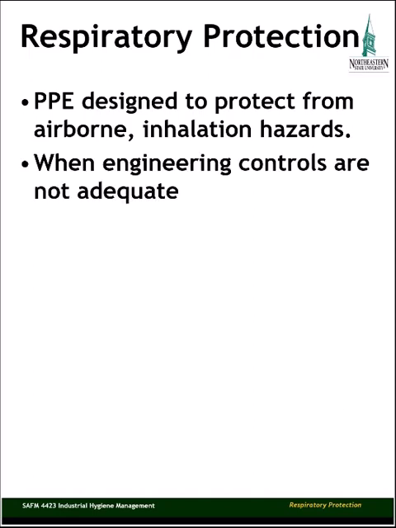This type of protection is used when engineering controls are not adequate. We've spent the last 2 units talking about engineering controls: local exhaust ventilation, dilution ventilation, and general ventilation. When those controls are not getting the job done for whatever reason, the last resort is respiratory protection. And you could also implement some administrative controls, but generally when your engineering controls don't work, you're going to use personal protective equipment to protect your lungs, to protect yourself from those airborne inhalation hazards.